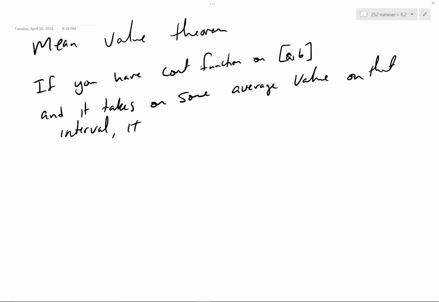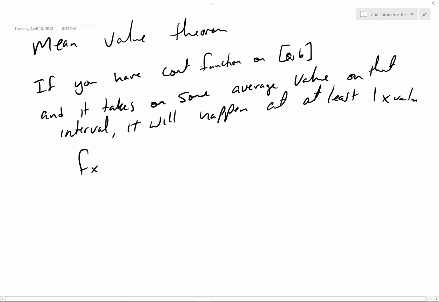It will happen at least one x value. What will I do? I'll take my function and set it equal to the average value and solve it. Okay? Now, that's how I like to think about it.